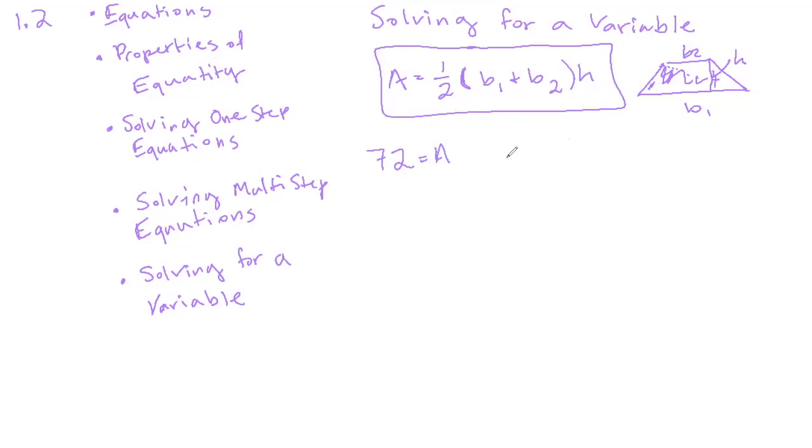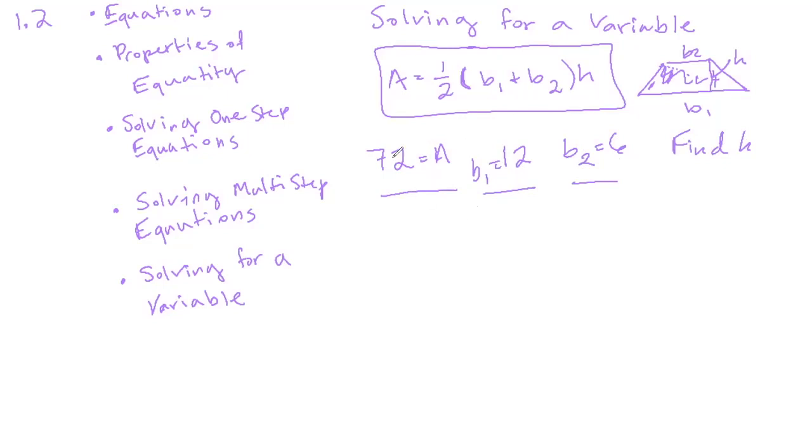And let's suppose that we know the length of this base right here is 12. Say the base length up here is 6. So base 1 is 12, and base 2 is 6. I want you to find how tall it is, so we'll find the height. The area is 72 square feet, base 1 is 12, base 2 is 6. We want to find the height.